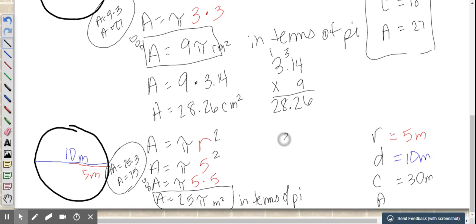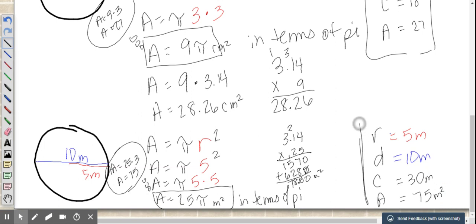The actual area is 78.50 meters squared for real, or a good estimate was 75. Notice they're in square because it's area, right?